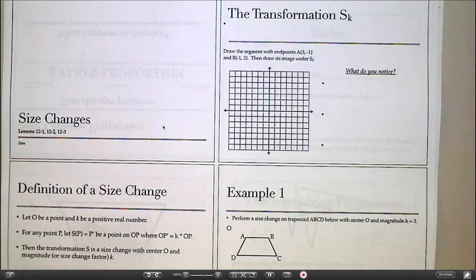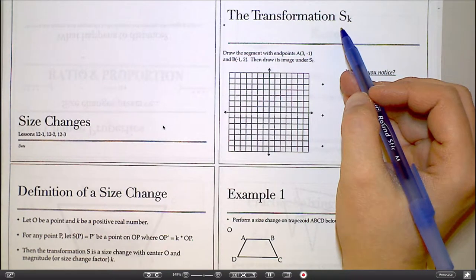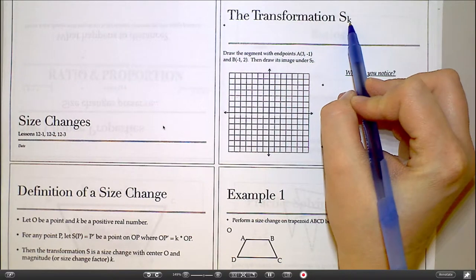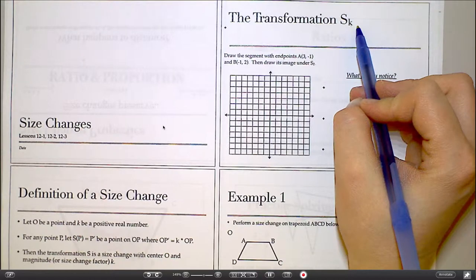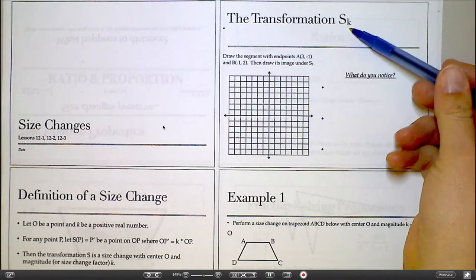Thanks, Bryce. You set it there. So we talked yesterday about that notation S_k. When you see this written, there's a number here. What does that number do to your coordinates? You multiply it by whatever k is. Perfect. So you multiply your coordinates by whatever k happens to be, whatever number this is.